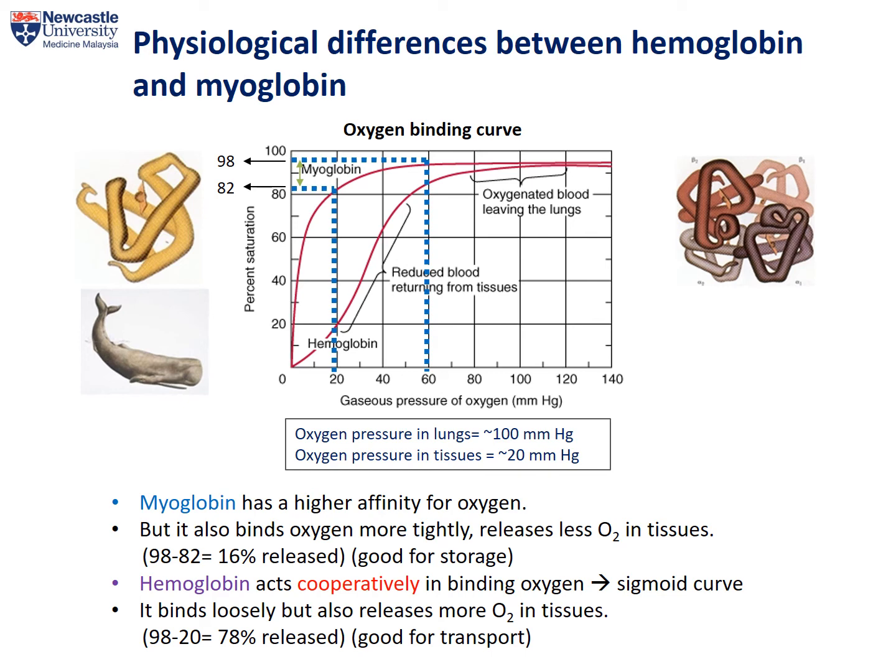So for hemoglobin, it needs a high oxygen level, which is about 100 millimeters of mercury in the lungs, to be fully saturated, while in the tissues, it releases most of its oxygen, which is around 78%, because it binds loosely to the oxygen. So in other words, hemoglobin is an efficient oxygen transporter in our body.